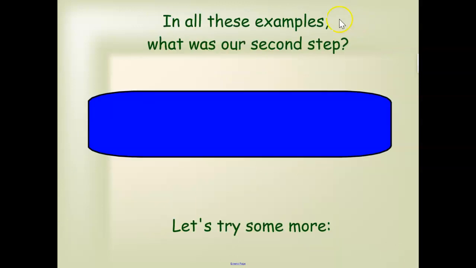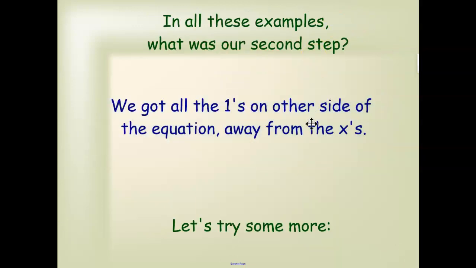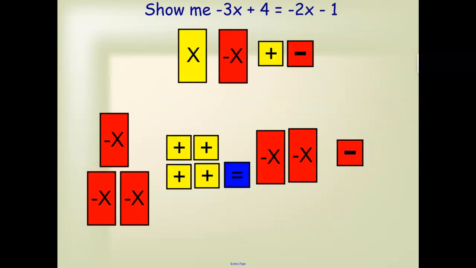All right, so in all of those examples, the second step was to get all the 1's on the other side of the equation away from the x's. And I did that by minusing or adding the 1's to cancel them out.